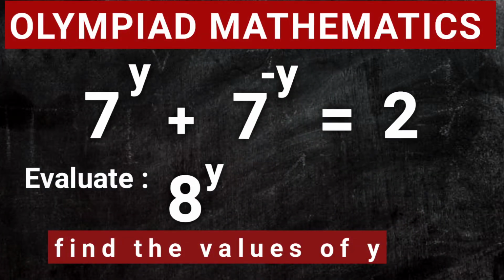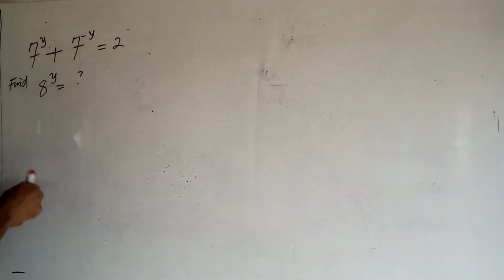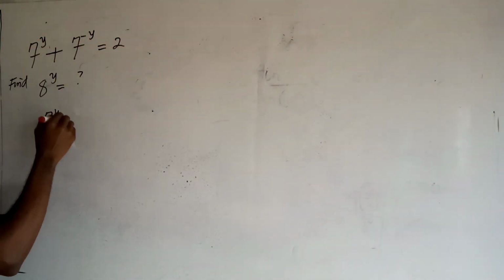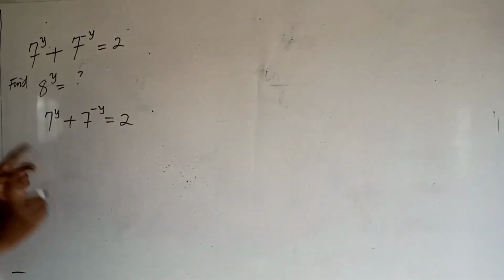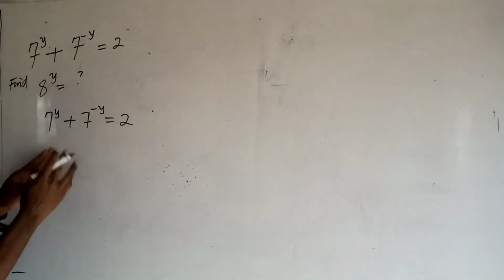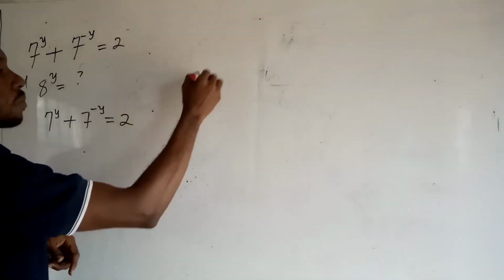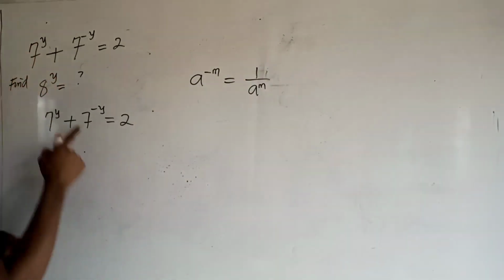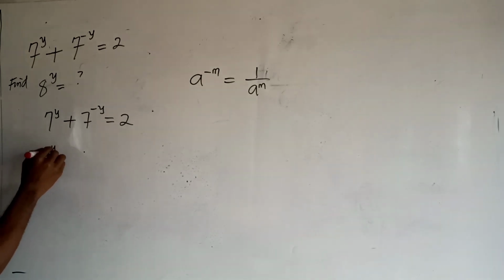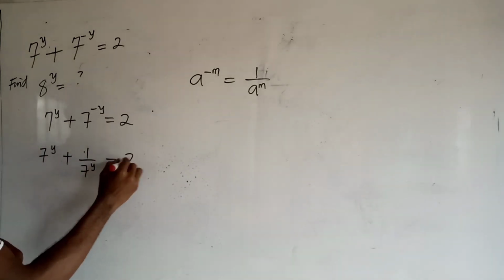So viewers, I want to get the value of y from this equation. I will say 7^y + 7^(-y) = 2. Now recall one of the laws of indices that says if I have a to the power minus n, it's going to become 1 upon a to the power n. So this is going to become 7^y + 1/7^y = 2.